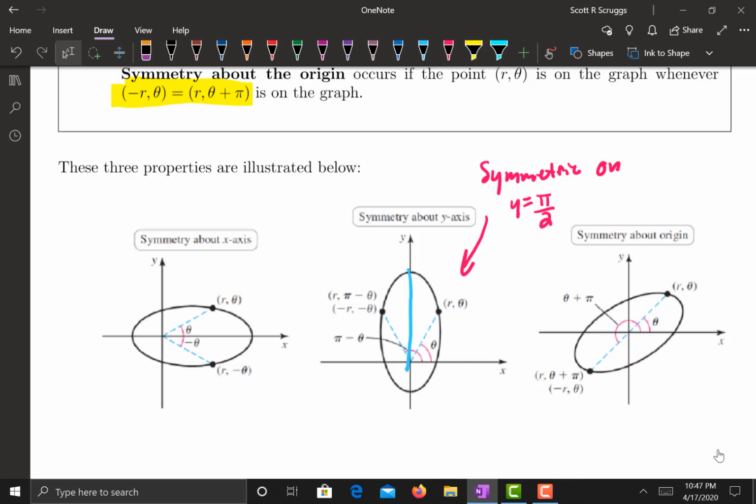In the next video, which is our last video in the last section for Math 1080, we're going to learn how to do calculus on polar curves and polar coordinates.